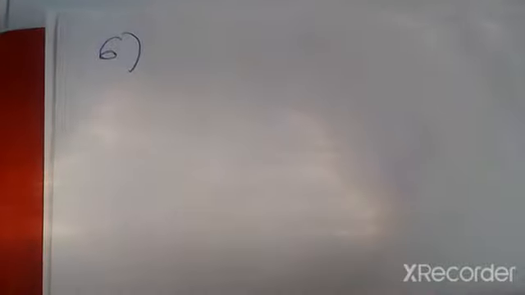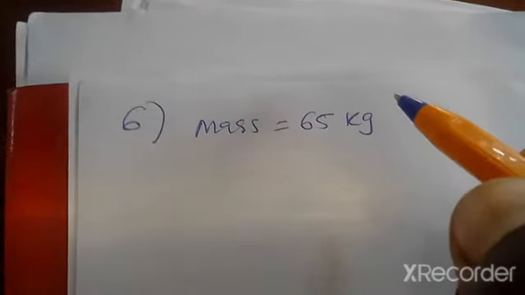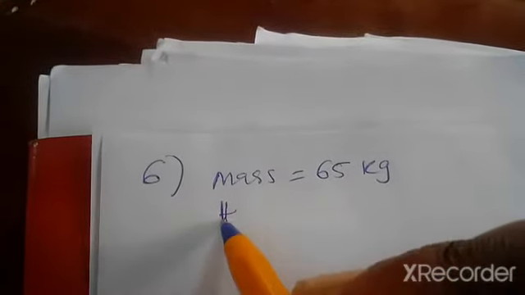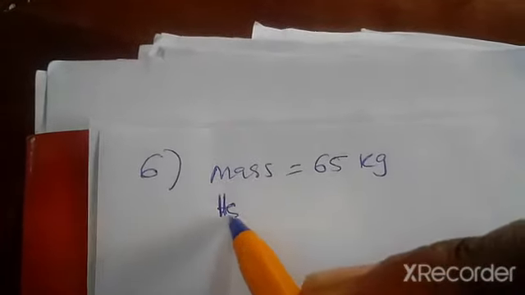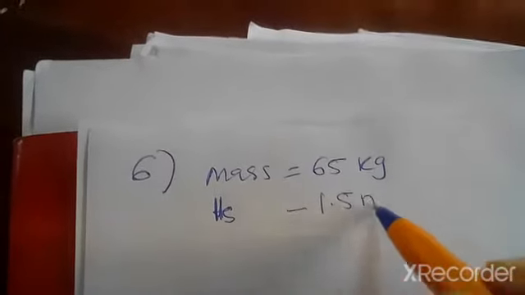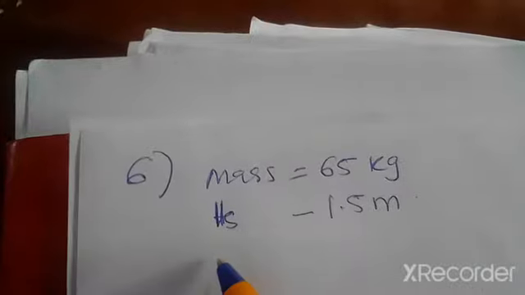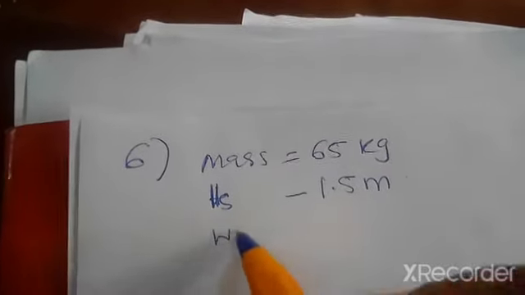a person of, we are given that mass is equal to 65 kg. Okay, all right, and then we're also given that the height of the person to the shoulders was 1.5 meters, and the width of the foot was 0.1 meters. That's the information we are given.